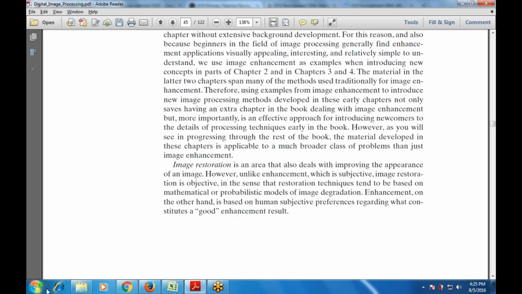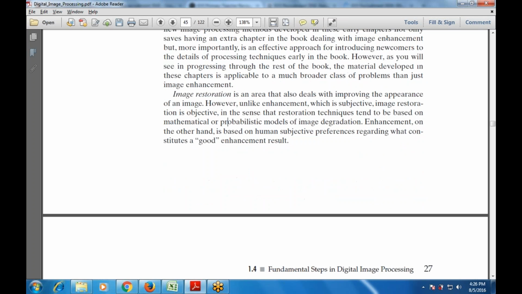However, unlike enhancement, which is subjective, image restoration is objective. Restoration techniques tend to be based on mathematical or probabilistic models of image degradation, and enhancement, on the other hand, is based on human subjective preference regarding what constitutes a good enhancement result. That means what is a better result is taken care of with image restoration.